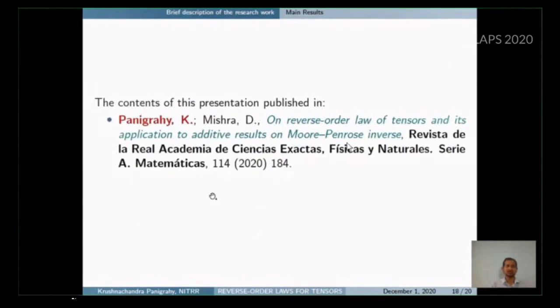And the content of this presentation is published in the article on reverse order law of tensors and its application to additive results on Moore-Penrose inverse.